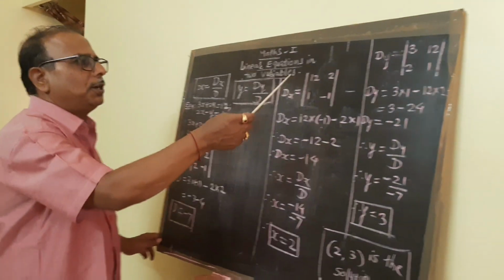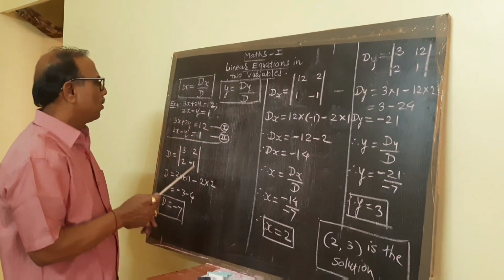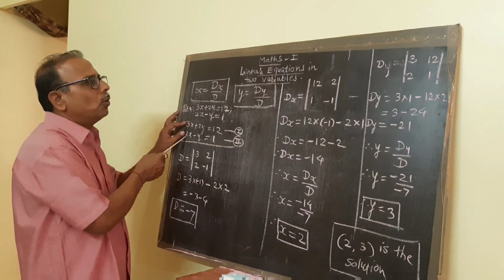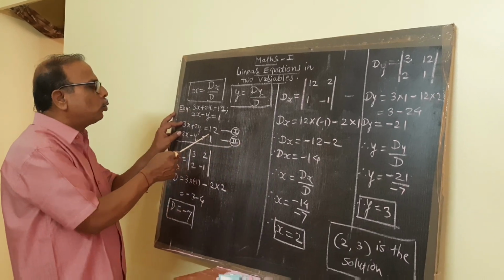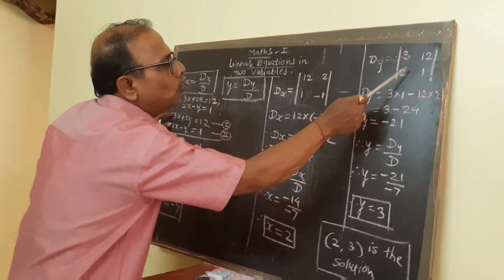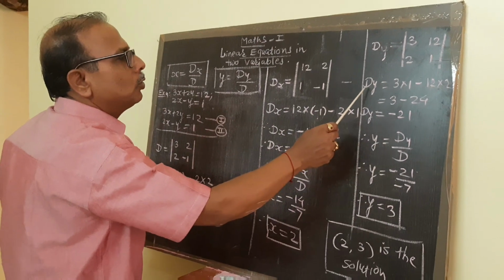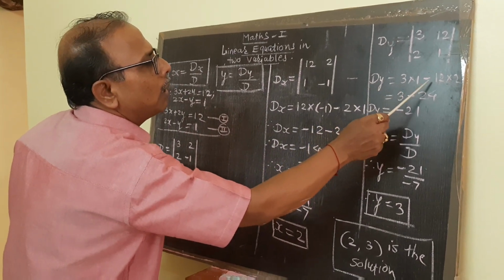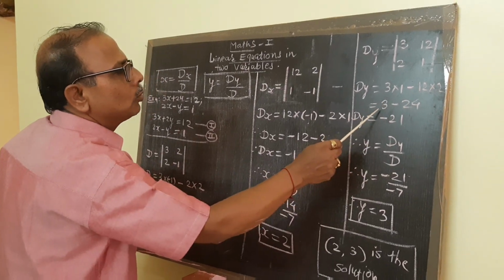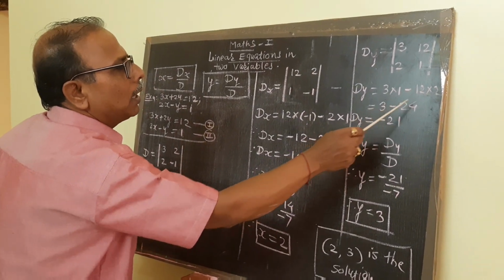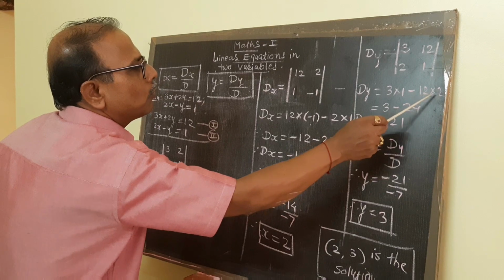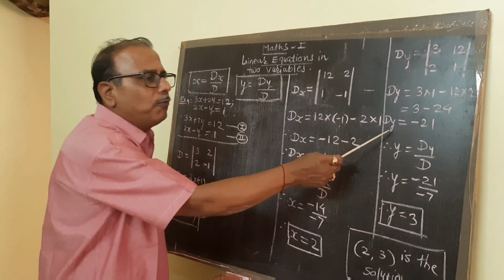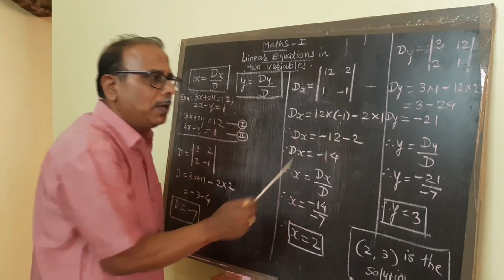Similarly, the determinant dy, we are writing like this, taking first column 3, 2 and second column 12, 1. So here we will get d of y is equal to 3 into 1 minus 12 into 2. So 3 into 1 is equal to 3 and 12 into 2, that is equal to minus 24. So d of y is equal to minus 21.